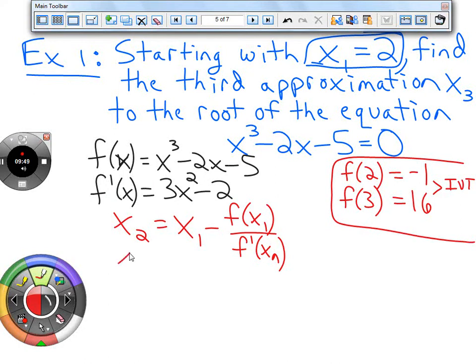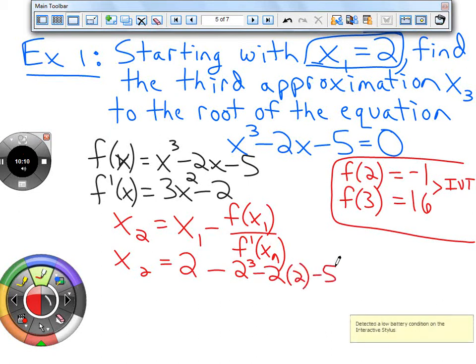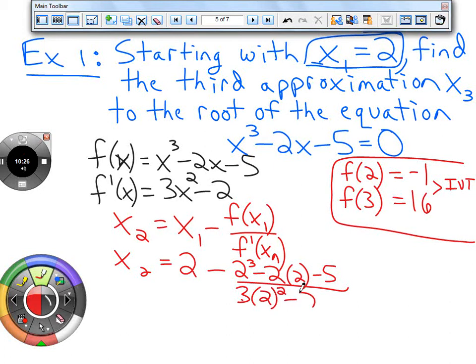So we got x sub 2 equals, and we said that x sub 1 is 2, and then minus, and then you actually just have to plug in 2 everywhere into the initial function. So that would be 2 cubed minus 2 times 2 minus 5, and then f prime of that same number, so we would plug 2 into the derivative. So that would be 3 times 2 squared, and then minus 2.